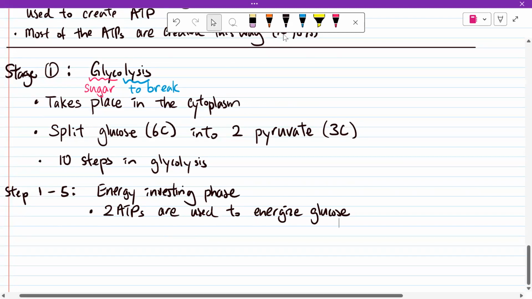Okay, so that happens in the first 5 steps. We're not gonna go into the details. The key thing to know here is we are investing 2 ATPs. By the end of the 5th step, we have not generated energy. In fact, we have lost some energy. Okay, we are running at a loss at that moment. And then step 6 to 10 is called the energy yielding phase. Okay, you are producing energy now.